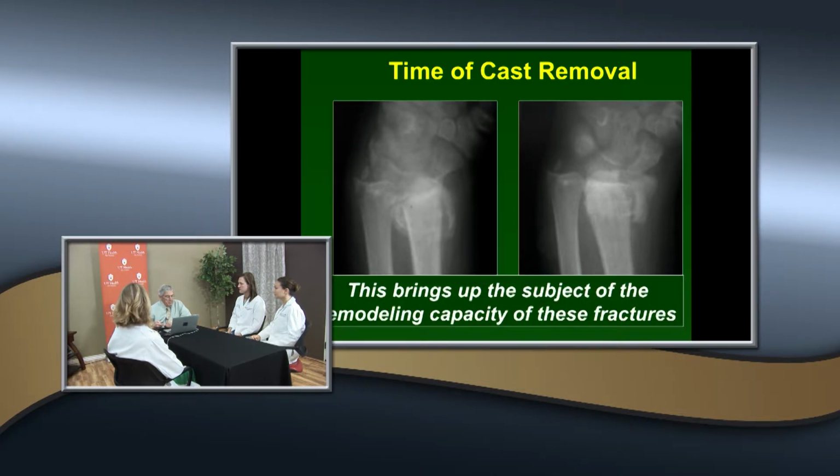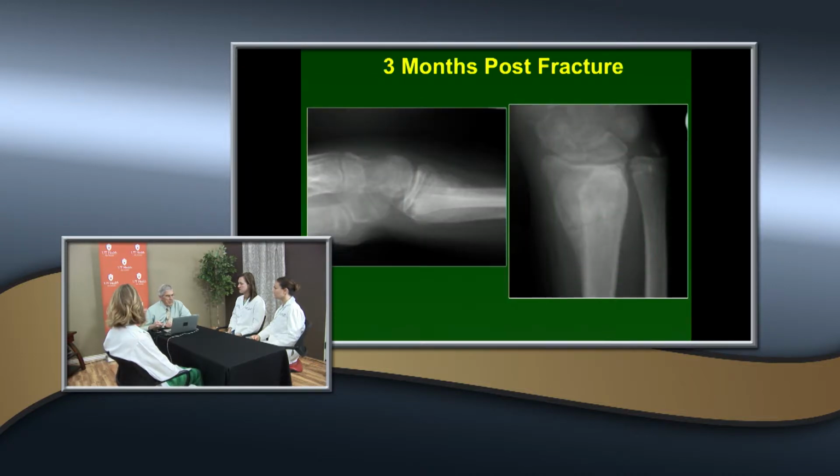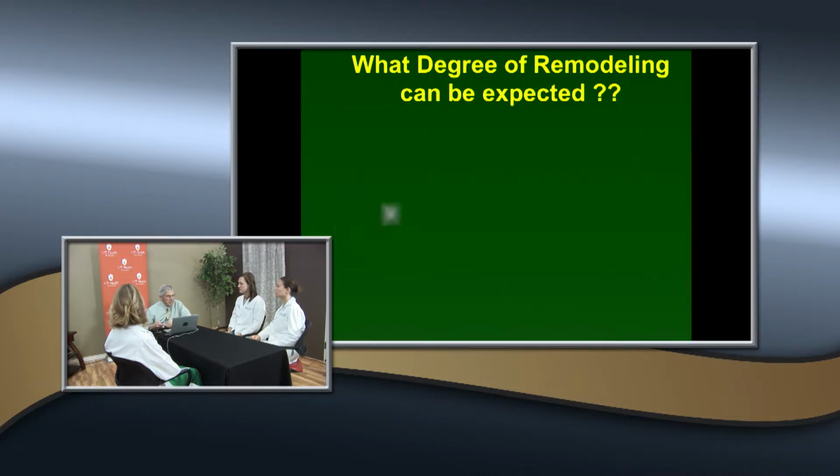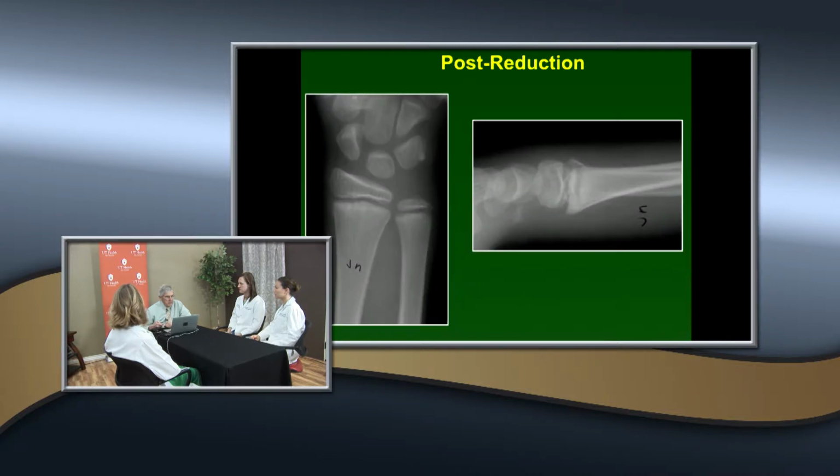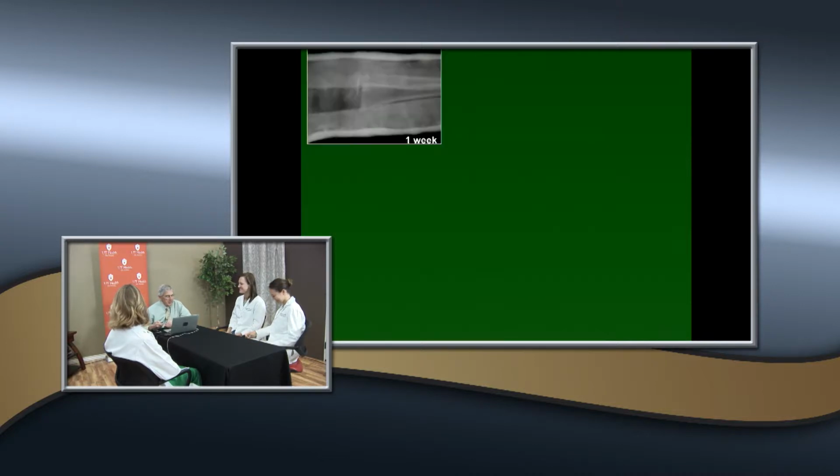So now, do these remodel? Well, here's this patient 3 months post-fracture, and actually it looks like it's beginning to remodel. And what degree of remodeling can you expect? How much? This is a 13-year-old male with injury films, and that's a reduced fracture. Is that pretty good? Yeah, you like that? Well, you better, because that's one I did years ago. But yeah, it looks like it's anatomic. So I've patted myself on the back. Gee, am I good? It really looks good.